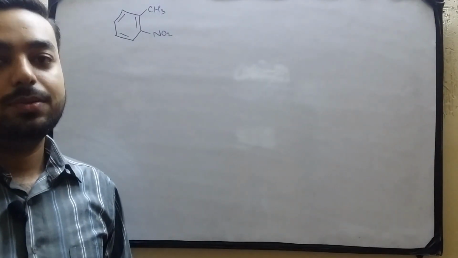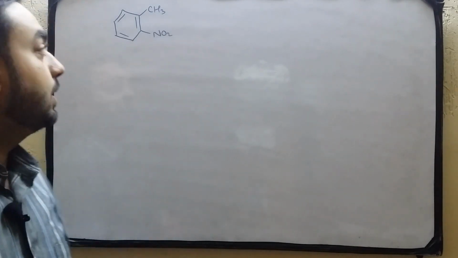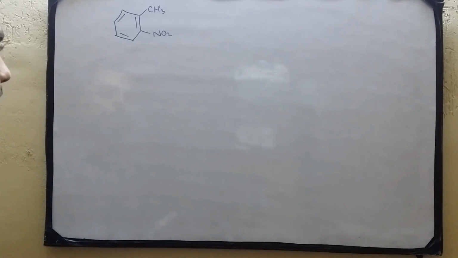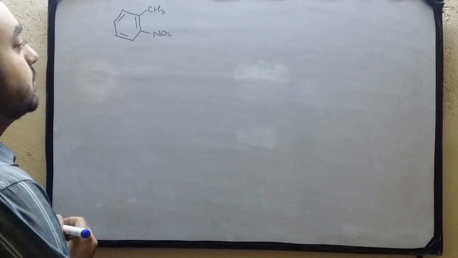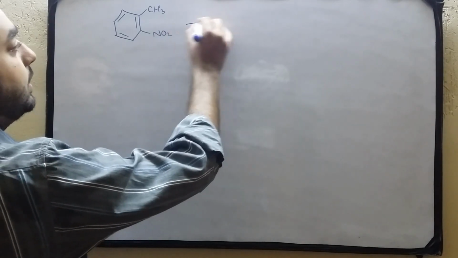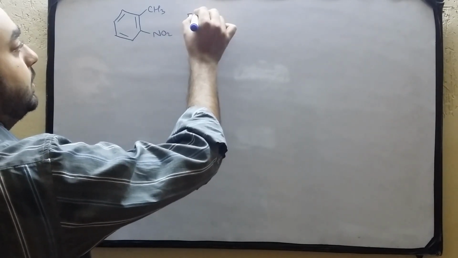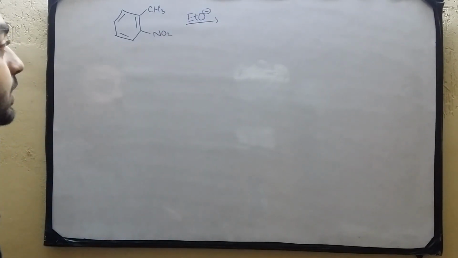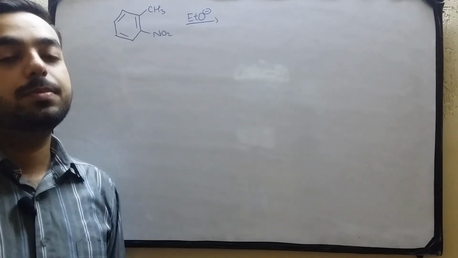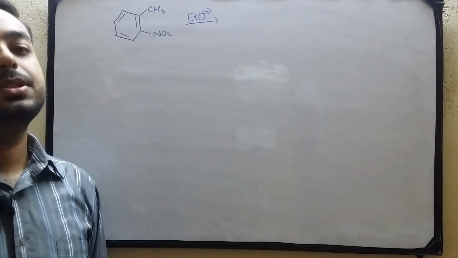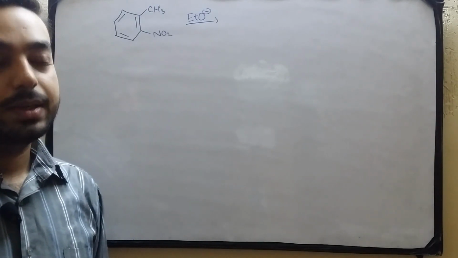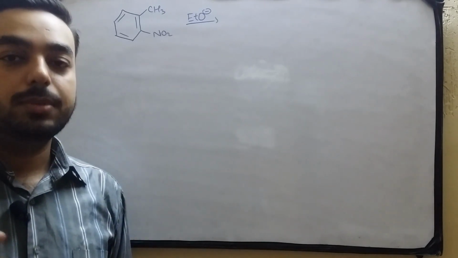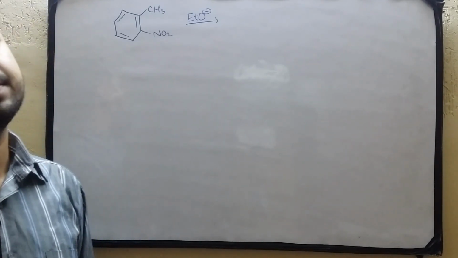So friends, now we will start our main synthesis, and you know that it is orthonitrotoluene. In the very first step, we will use a base, and that base is ethoxide ion, EtO negative. All right. So you know what is the purpose of a base? Base is that species which accepts a proton, and I have a detailed lecture on the difference between base and nucleophile. Must watch that. I have given the link in the description.